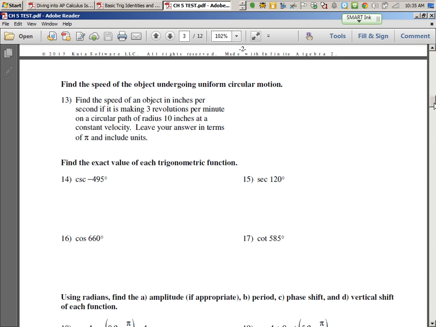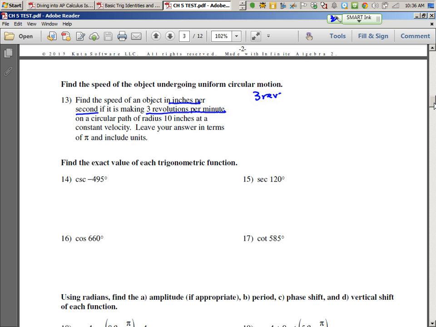Find the speed of an object in inches per second if it's making 3 revs per minute on a circular path radius 10 at a constant velocity. Leave your answer in terms of pi and include units. So I know that this is kind of a stretch for some of you, but we're trying to incorporate some of the things we've learned in other classes too. So you're going to just try to take 3 revs per minute and convert it to inches per second. That's what we're trying to do.